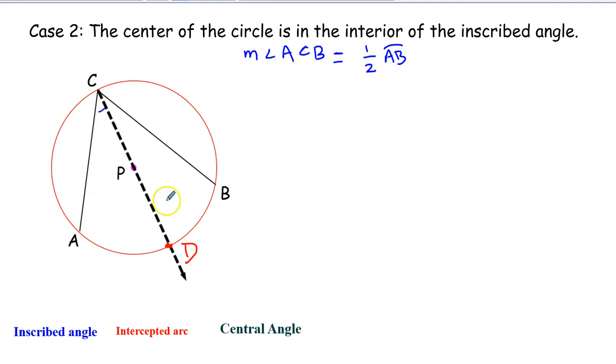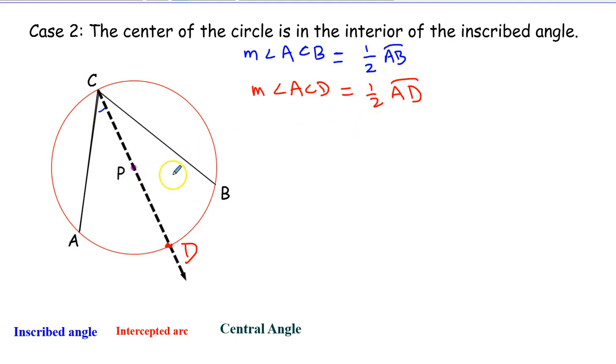Now we have 2 inscribed angles and 2 intercepted arcs. We look at one thing at a time. This is the one, AC, and this piece we are looking at. The other one is here. So the measure of angle ACD is equal to half of the measure of what arc? This arc AD, right? Because the center of the circle is on one side of this inscribed angle, by making use of case 1, which is already proved, angle ACD is equal to half of this AD.